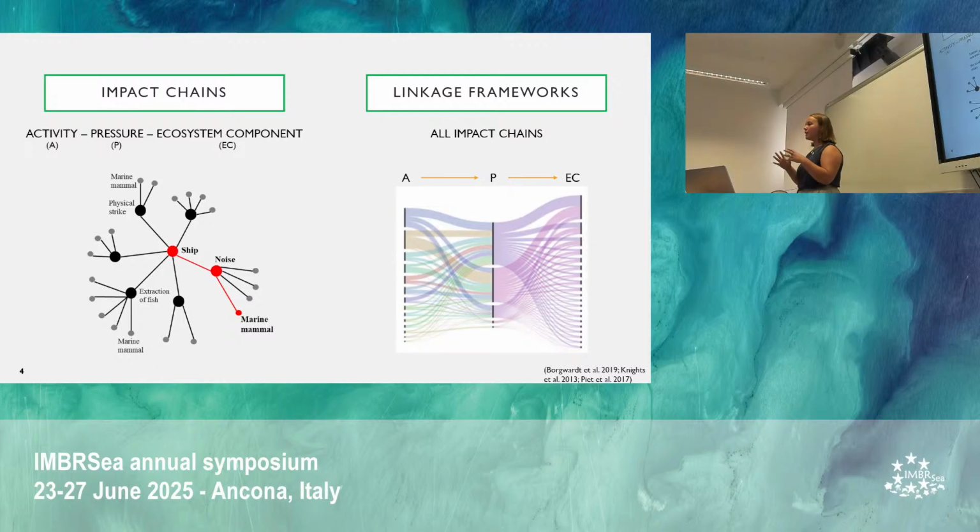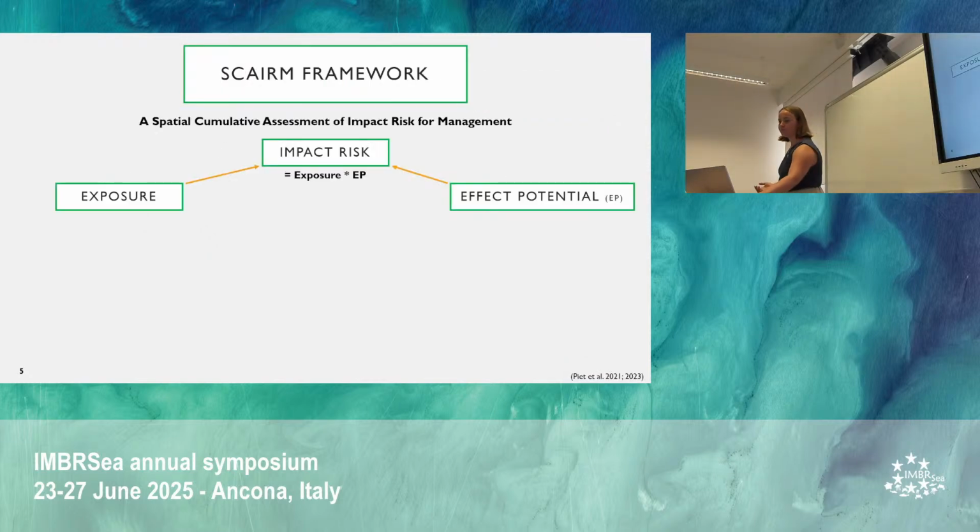So when we talk about impact chains, this is the link from an activity, its subsequent pressure, and a given ecosystem component. Then when we think about the combination of all of the possible activities within a given study site, all of their subsequent pressures, and all of the breakdown of the different ecosystem components that you're looking at, this combination is summarized within a linkage framework, which is at the basis of the SCARAM framework.